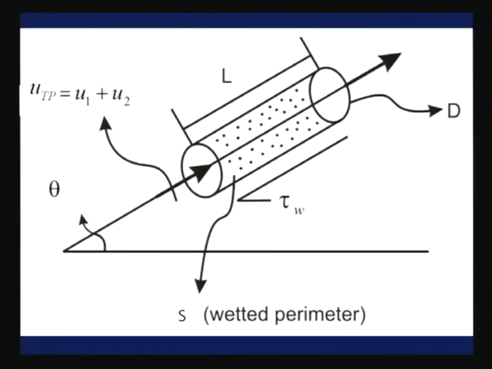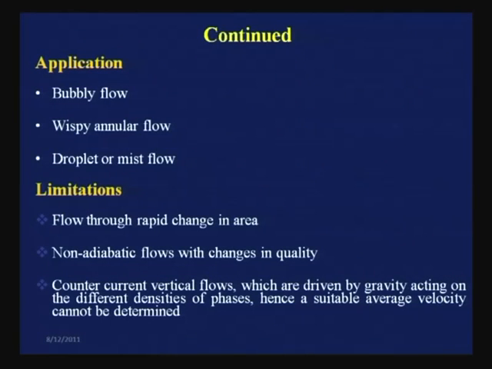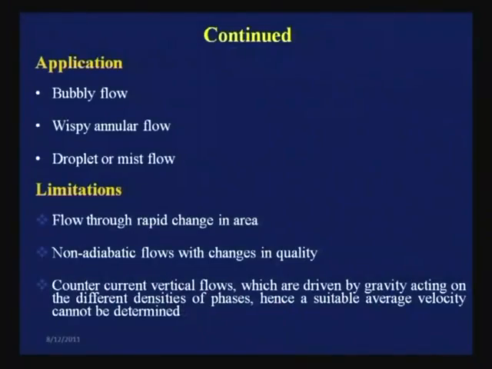There is another very interesting situation where we cannot use homogeneous flow theory. That is, suppose you have countercurrent flows. Even if it is a bubbly flow situation, you have countercurrent flows. Then the flow is driven by gravity, or vertical flows, and the gravity acts on the different densities of the two phases. In this particular case, can you define a suitable average velocity?